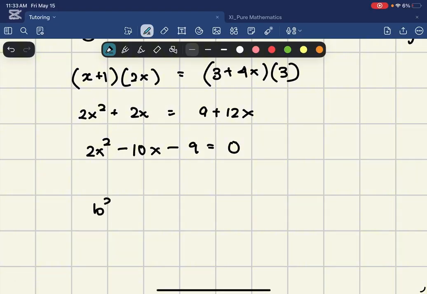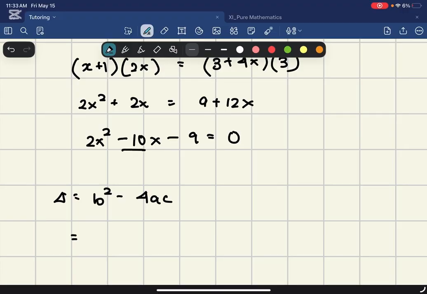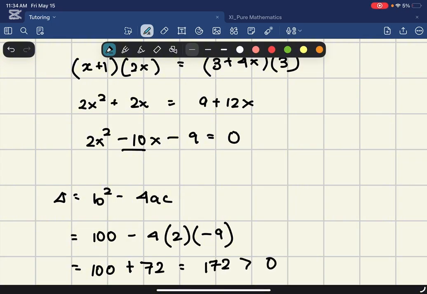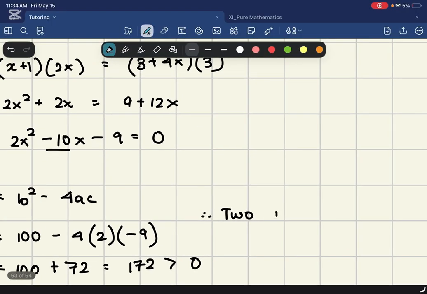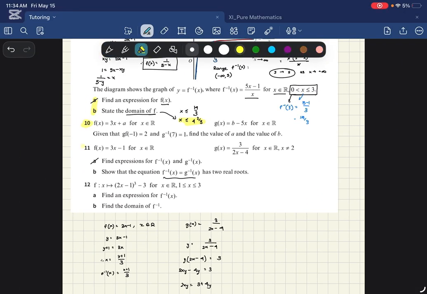Now let's look at b squared minus 4ac. That is my discriminant, right? So b is negative 10. If you square it, you get 100 minus 4. A is 2, c is negative 9. So 100 minus 4 times 2 is 8, 8 times negative 9 is negative 72. So you have plus 72, which is 172, which is bigger than 0, right? So therefore, if you have a positive discriminant bigger than 0, then you have two real distinct roots. So you just check the discriminant. All right, so we are done with question 11.